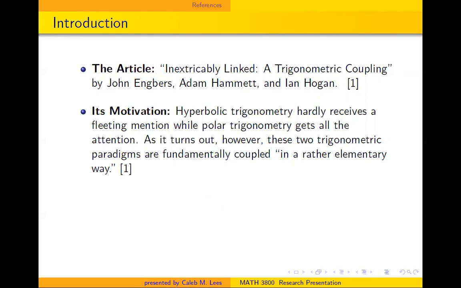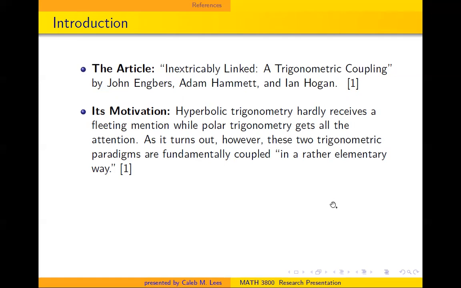The motivation behind this paper is similar to the motivation behind Enoch's paper. Hyperbolic trig hardly receives a fleeting mention, while polar trigonometry gets all the attention. As it turns out, however, these two trigonometric paradigms are fundamentally coupled in what the authors call a rather elementary way. And it actually is rather elementary.